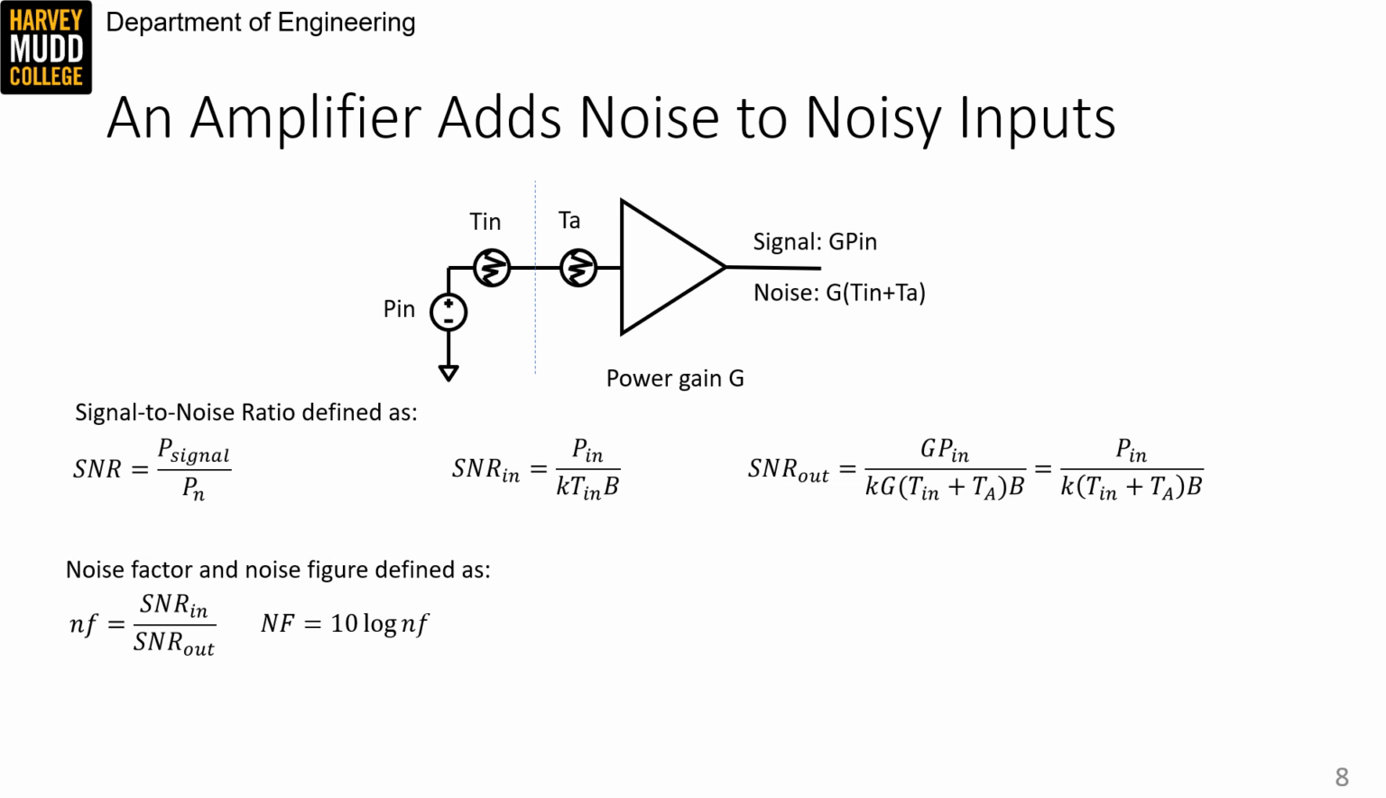That leads us to another important metric of performance, the noise factor, which is the ratio of SNR at an amplifier's input to SNR at the output. It measures how much worse an amplifier makes your SNR. The noise figure, which is denoted with the capital letters NF, is the noise factor expressed in dB.